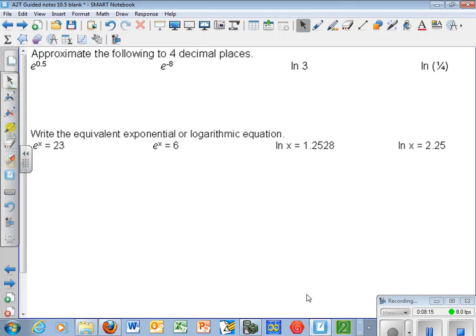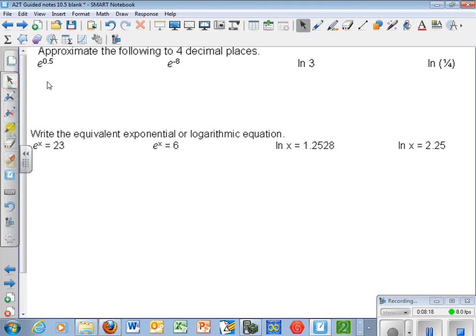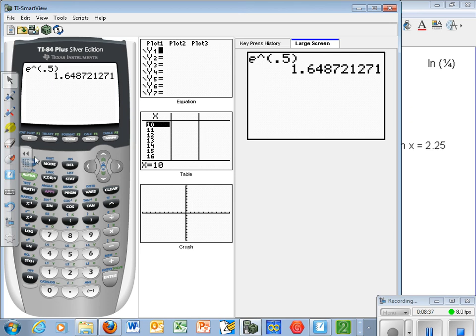And so it is approximately 1.6487. Now let's take e to the negative 8th power. So if I go back to the calculator, I want second e to the negative 8th power. Now, please take a look at how the calculator displays this. This is very key. It's got e to the negative 4th. So this really means 3.3546 times 10 to the negative 4th.